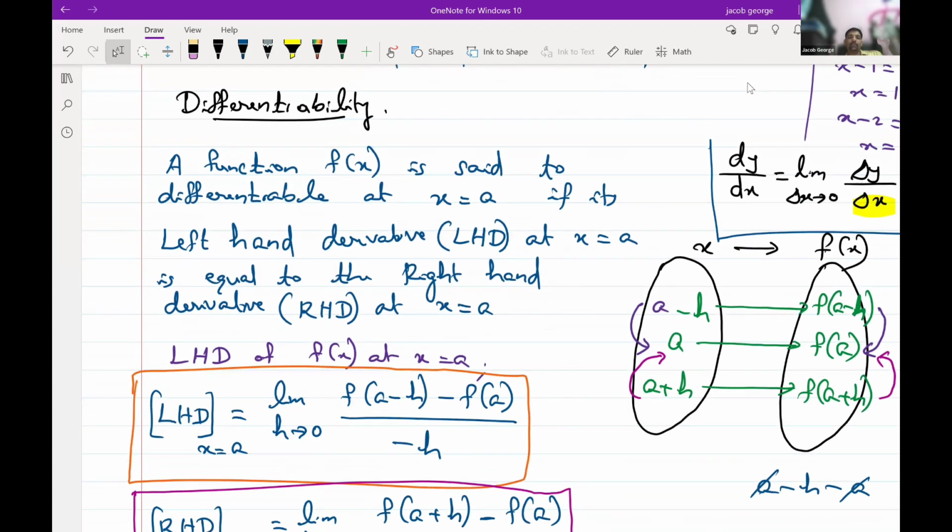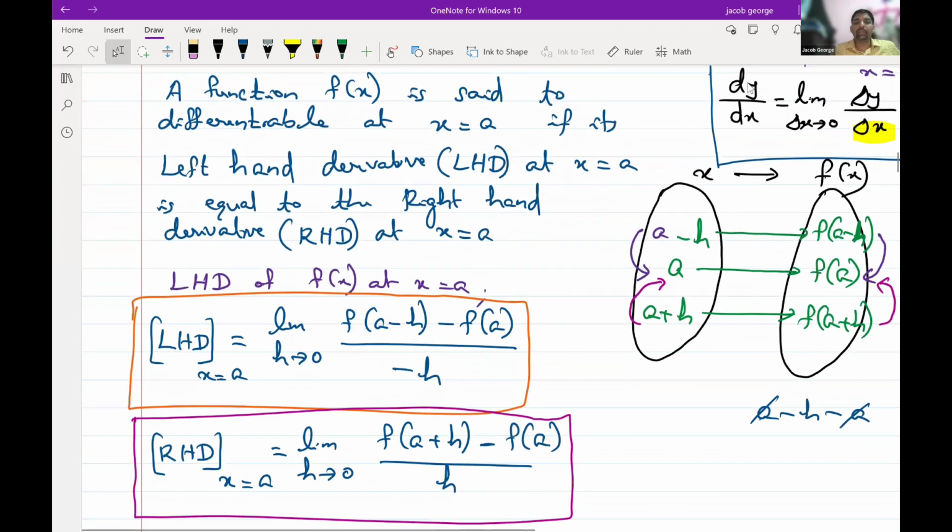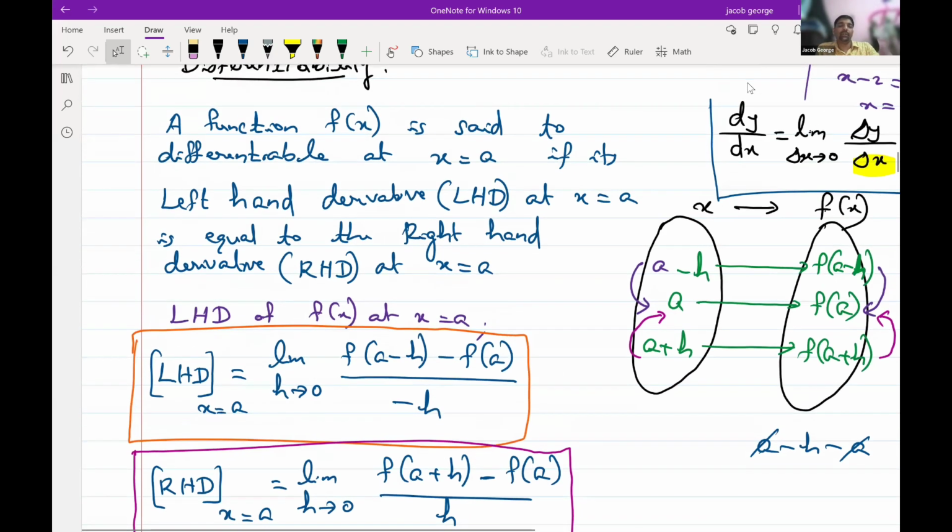Now this topic is a very, very important topic, differentiability. A function f of x is differentiable at x equal to a, meaning its left-hand derivative, LHD, at x equal to a must be equal to RHD, the right-hand derivative at x equal to a. This is the definition of differentiability.